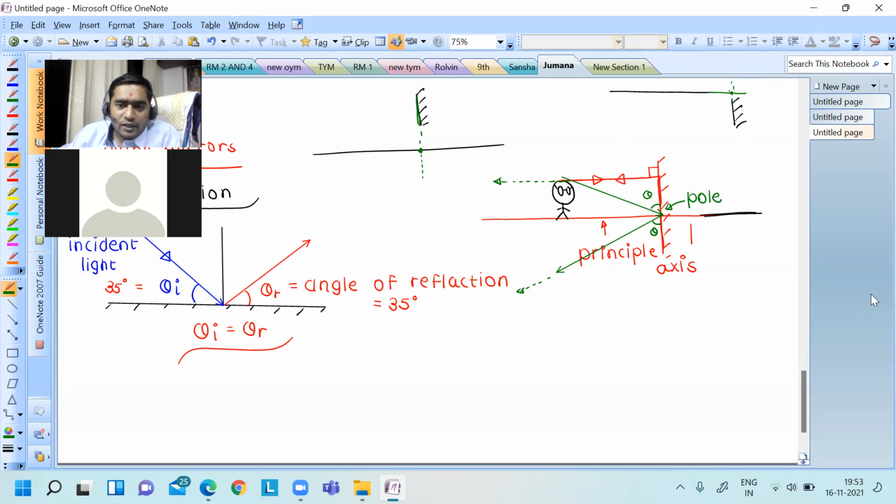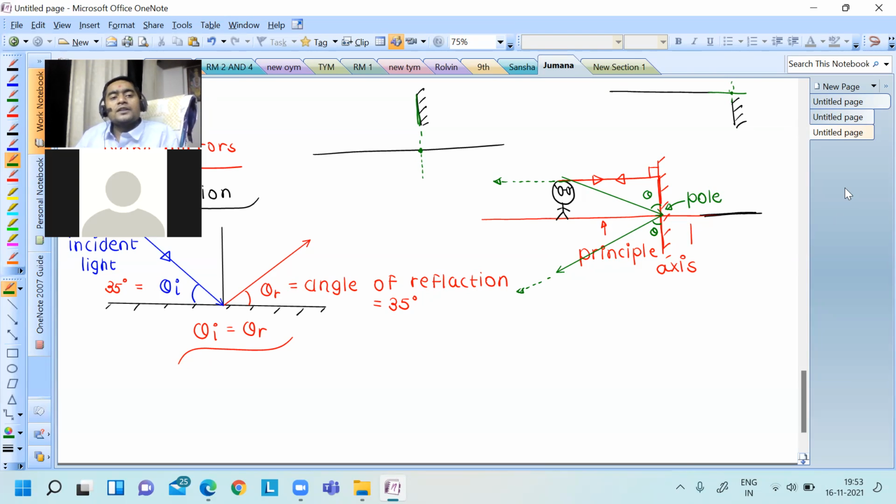Here, as you can see, none of our reflected rays intersect. We need at least two reflected rays to intersect to form an image. But these reflected rays will never intersect, even if we go up to infinity. So how will we get the image?